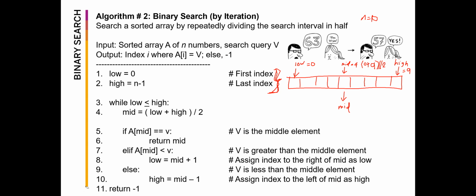Now if A[mid] is not v, and this element is actually less than v, meaning that the search query is still greater than the middle element, then we move the pointer low to mid plus one. So instead of low equals zero, we move it to here.